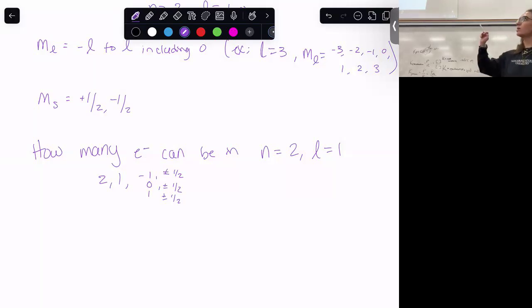Right, we could say we had 2, 1, -1, plus 1/2. 2, 1, -1, minus 1/2. 2, 1, 0, plus 1/2. 2, 1, 0, minus 1/2. 2, 1, 1, plus 1/2. 2, 1, 1, minus 1/2. So after our initial constraints, how many options are there? There's 6, right? So there's 6 total configurations.